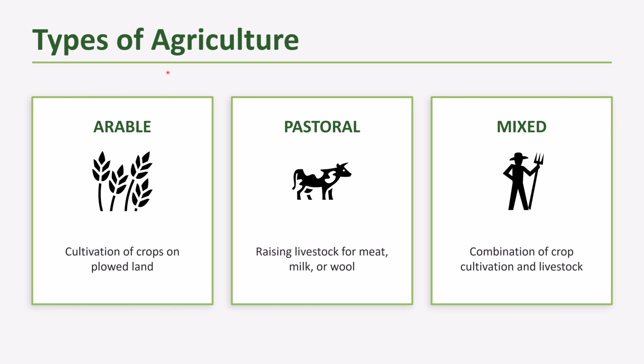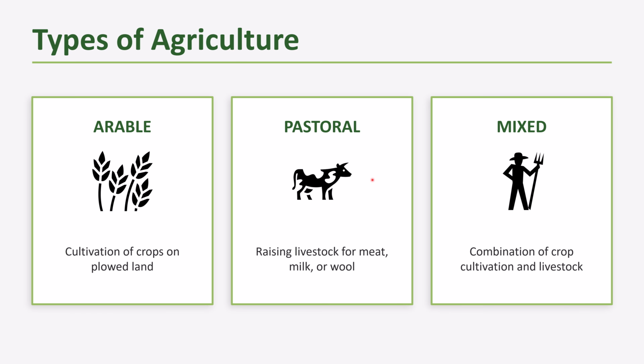Types of agriculture. To understand how land is managed, we first need to distinguish between these three primary types of agriculture, depending on the climate, soil quality, and economic needs. Farmers generally fall into one of these three categories. First is arable farming. This is the cultivation of crops on plowed land, think of vast fields of wheat, maize, or rice. The focus here is entirely on plant-based production.